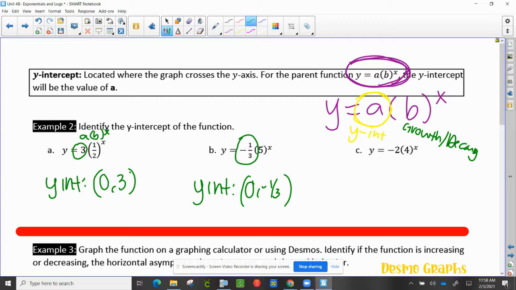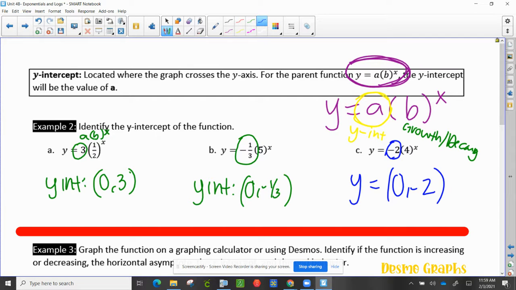So what's our y-intercept at C? So in C, we have negative 2 times 4 to the x power. Where's the y-intercept going to be? Well, hopefully you said at (0, -2). -2 is the coefficient, so that is your y-intercept.